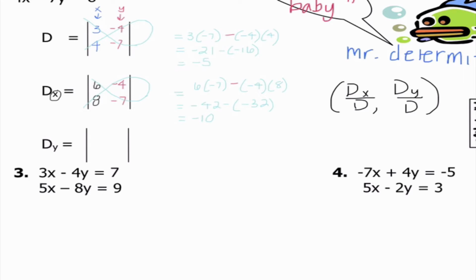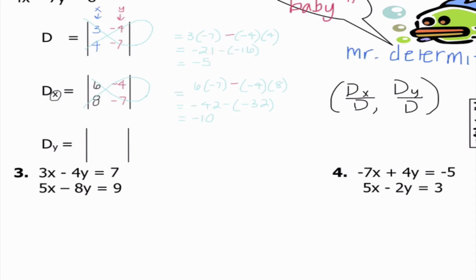To find my y value, I'm going to do d sub y, which is 0, divided by d, which was negative 5. 0 divided by negative 5 is 0. So I end up getting 2, 0 as my solution.